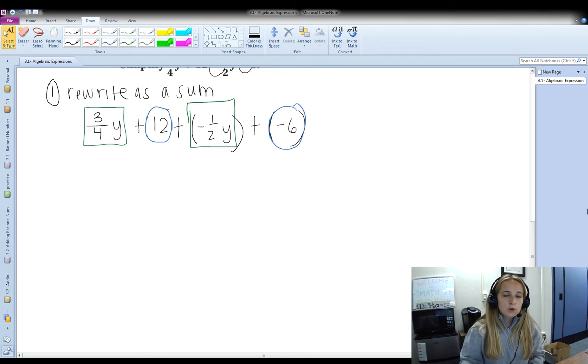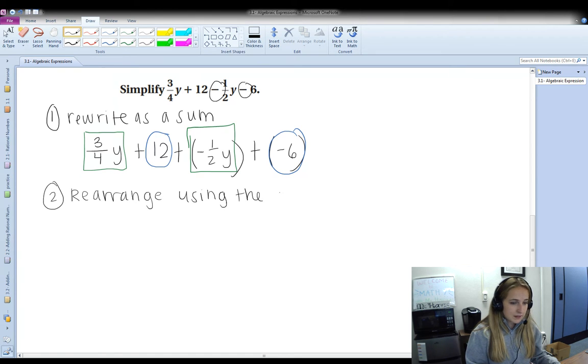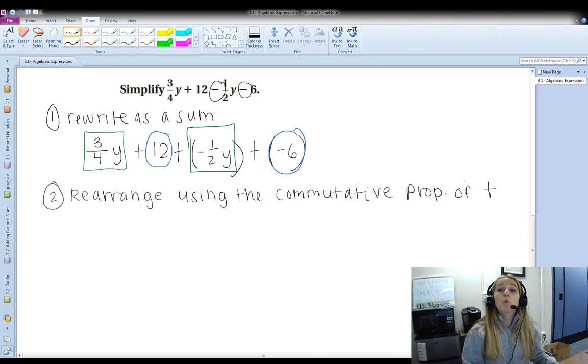Okay, so our next step is going to be to rearrange using the commutative property. So write that step down, please. Rearrange using the commutative property of addition. Okay. So what that means is I'm going to rearrange it because remember with addition, order does not matter. So I'm going to rearrange them to put my like terms next to each other.